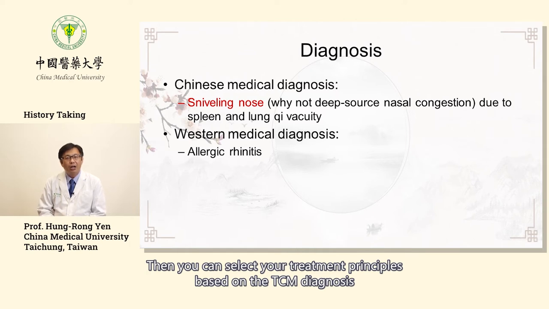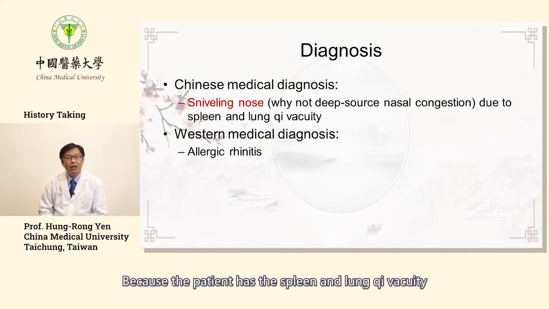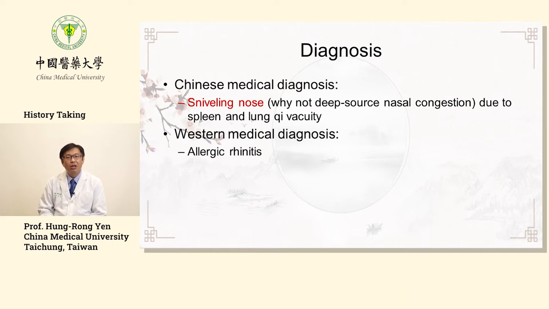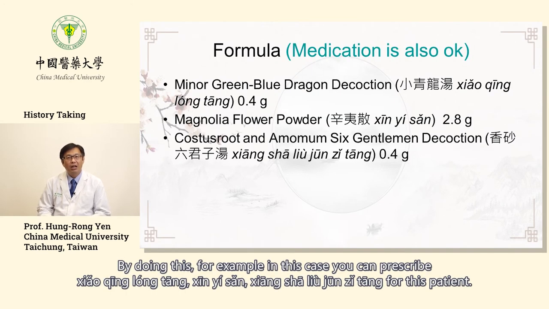select your treatment principles based on the TCM diagnosis. Because the patient has a spleen and lung qi vacuity, you would like to tonify the lung qi and spleen qi. So by doing this, in this case, you can, for example, prescribe Xiao Qing Long Tang, Xin Yi San, and Xiang Sha Liu Jun Zi Tang for this patient.